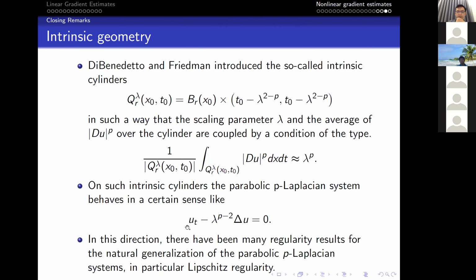Then my PDE looks like here. This is constant, which means that this is the heat equation. So by introducing this lambda and this property under this cylinder, where the gradient u is almost lambda, it goes to the heat equation. So in this direction, there have been many regularity results for natural generalizations of the parabolic p-Laplacian systems, in particular, Lipschitz regularity.